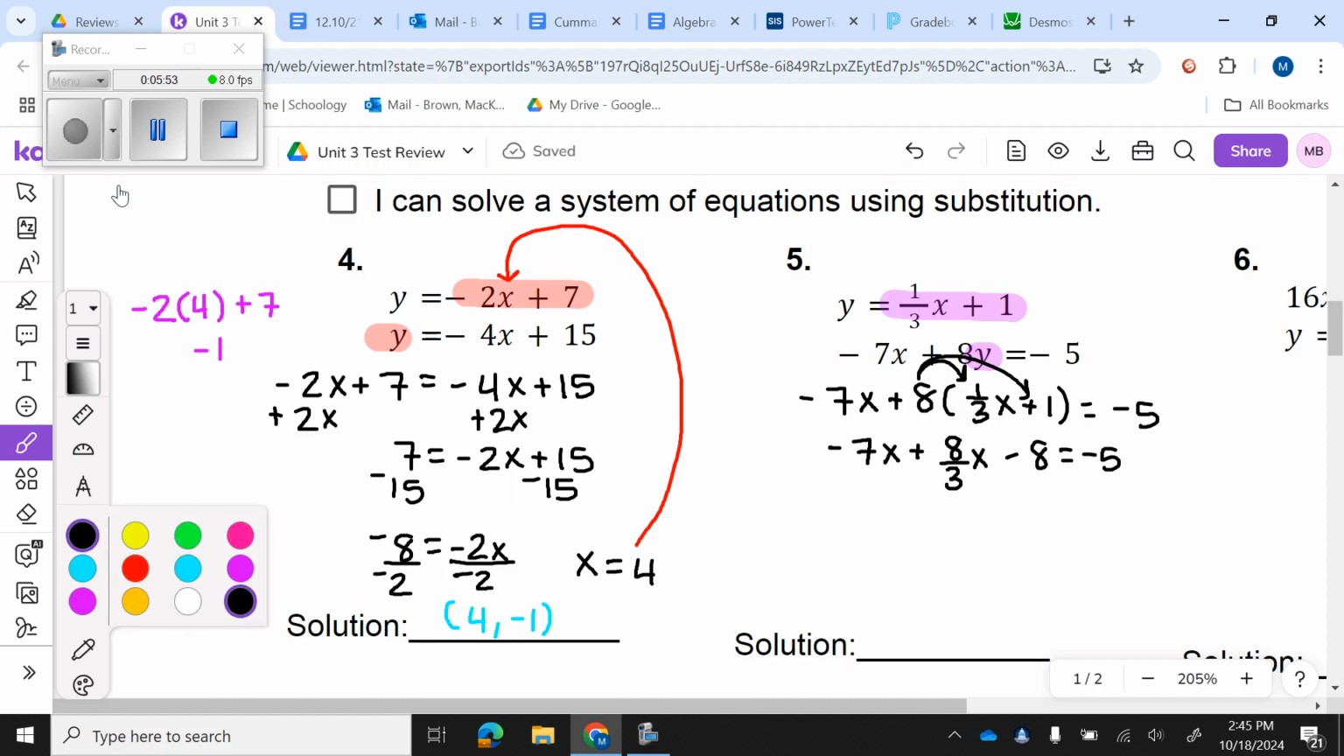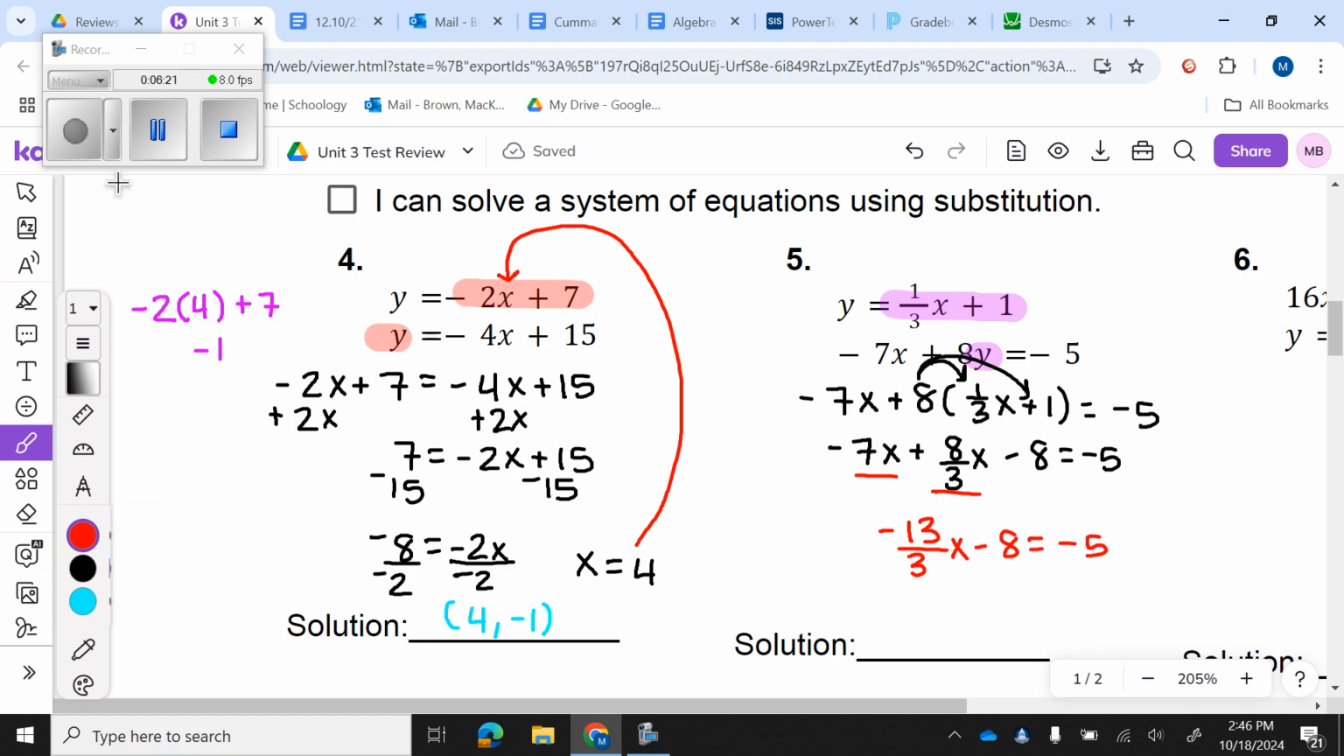Okay, from here, we're going to combine our like terms. We're not going to freak out. We're going to put negative 7 plus 8 over 3 in our calculator, and you should get, hold up, 8 over 3, negative 13 over 3. So I'm going to have a negative 13 over 3x minus 8 equals negative 5.